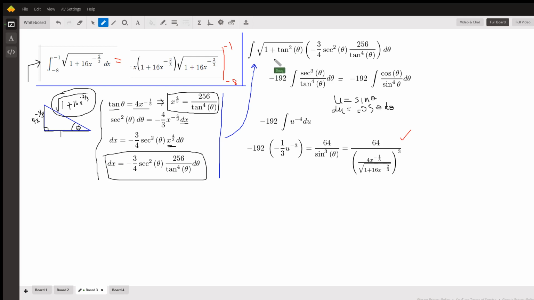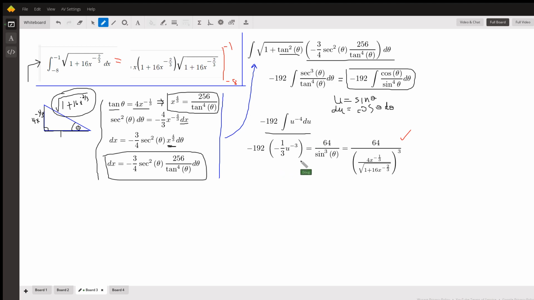But the whole idea is that if I substitute tangent of theta equals 4x to the minus 1/3, this 1 plus tangent squared theta, the square root of that, is secant theta. And here's dx. Multiply everything all together, simplify. We end up here. We can use u substitution and end up with this integral.